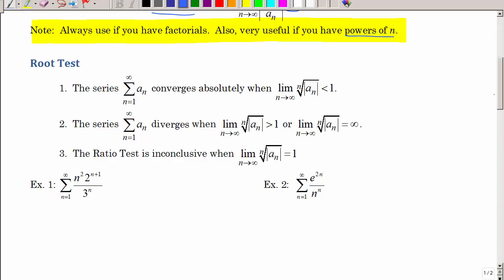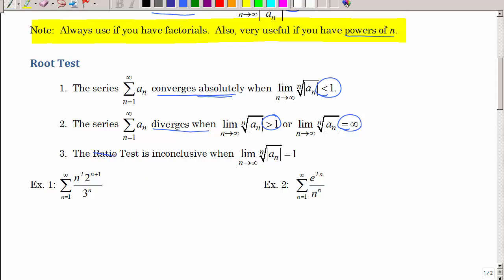The root test looks almost the same. Okay, again, converges absolutely because we're going to take the absolute value of the series and we're going to take the nth root of it. And if the nth root, that limit, is less than 1, just like the ratio test, then it converges absolutely. The series diverges when that same limit is greater than 1, which includes infinity. So just like the ratio test.